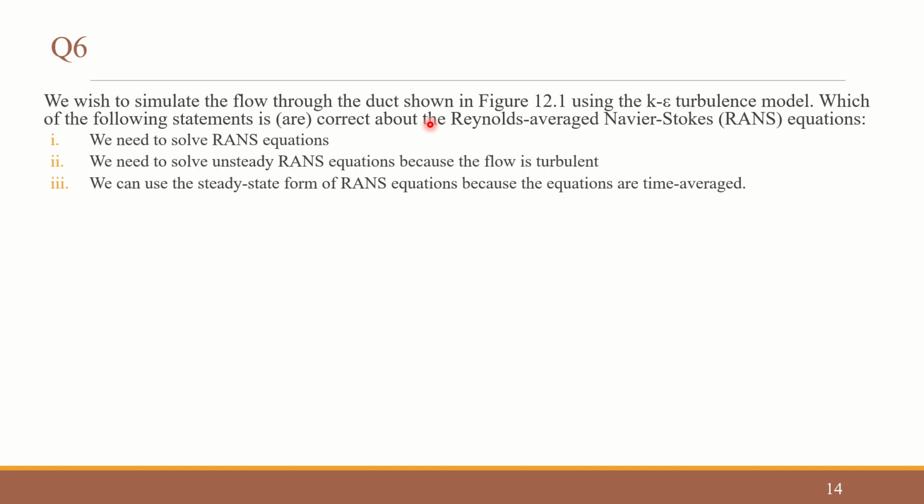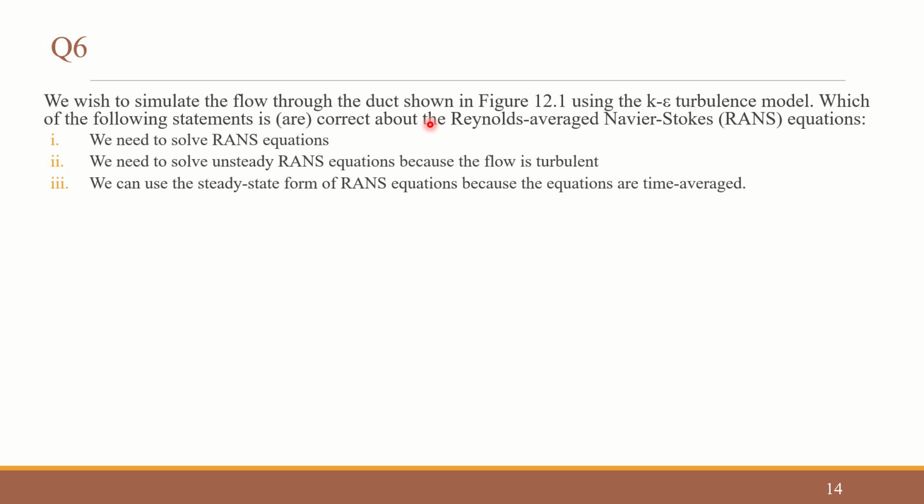First one, it is given that we need to solve Rand's equation, that is the Reynolds average Navier-Stokes equation. Second one, we need to solve unsteady Rand's equation because the flow is turbulent. Third one, we can use the steady state form of the Rand's equation because the equations are time average. First thing, in the problem it is clearly mentioned that we are dealing with the unsteady developing flow systems. So we need to consider the unsteady state in our equation when we are doing that.